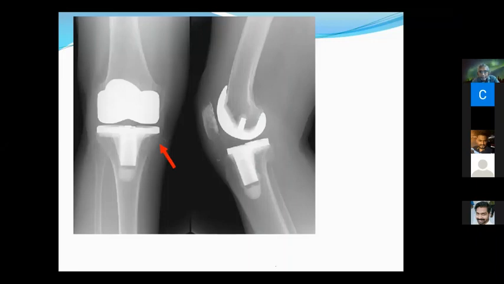So this is an X-ray of a skeletally mature person who has undergone total knee replacement. We can see the femoral component with the tibial base plate. And on the lateral view, we can say this is a cruciate retaining prosthesis because there is a peg that is seen.